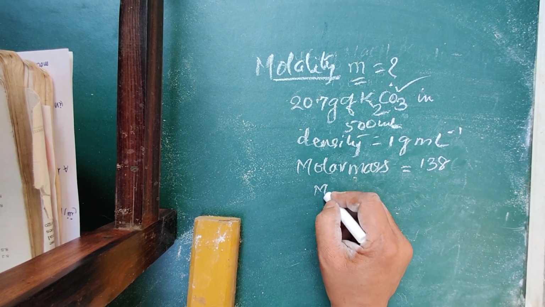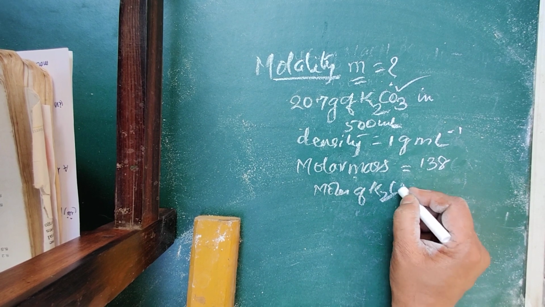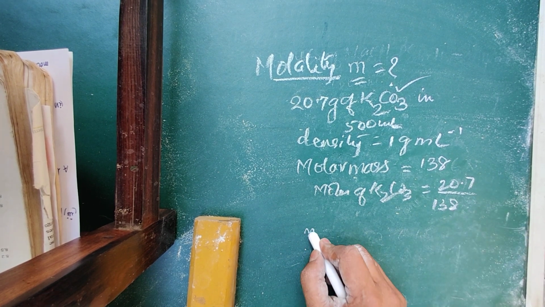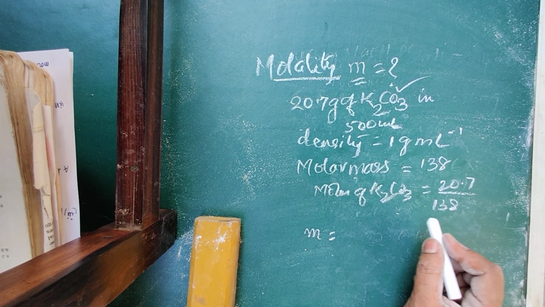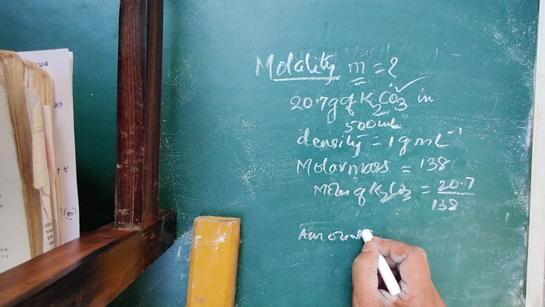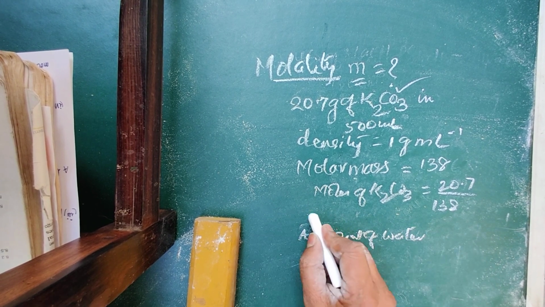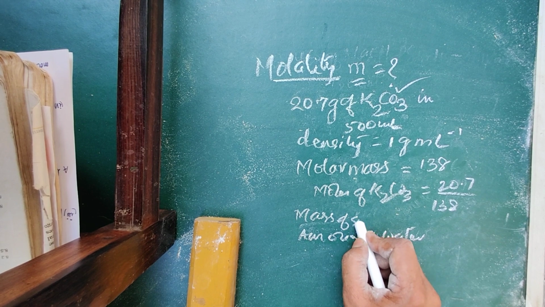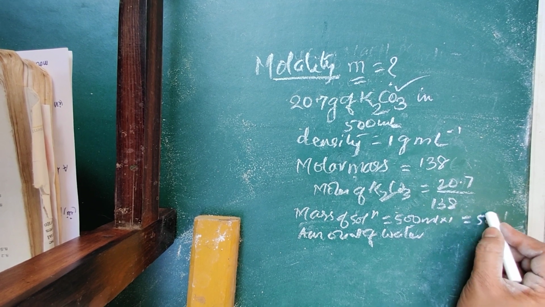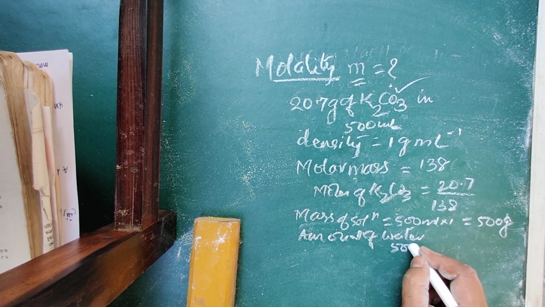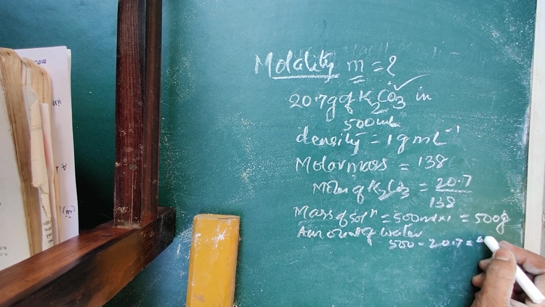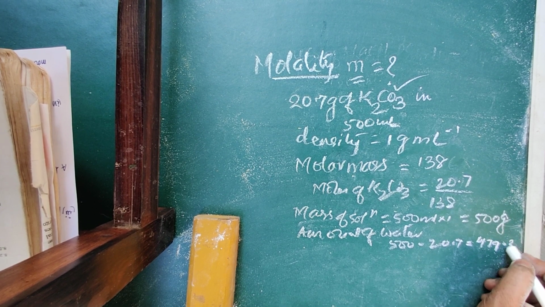So moles of K2CO3 is 20.7 divided by 138. Before that you have to find out the amount of water. Density is given, so mass of solution will be 500 ml into 1 gram, that is 500 gram. So from the 500 gram you have to subtract 20.7, then you will get the amount of water, that is 479.3 gram.